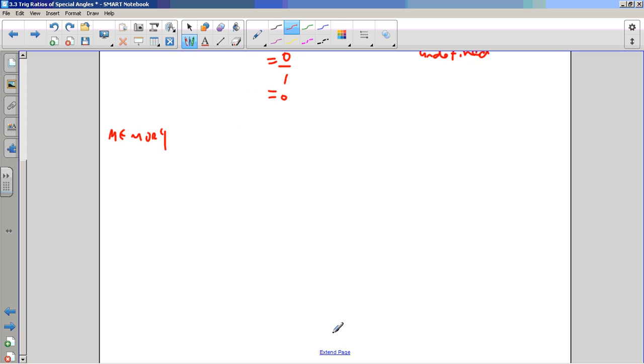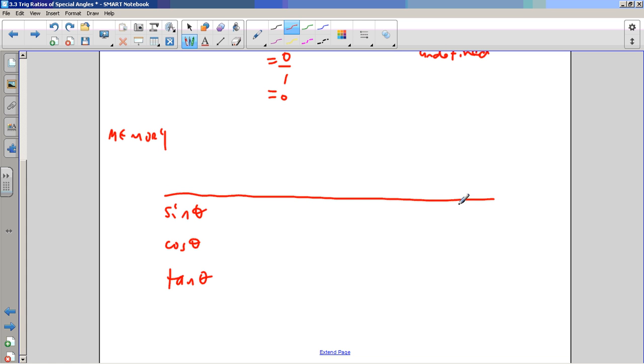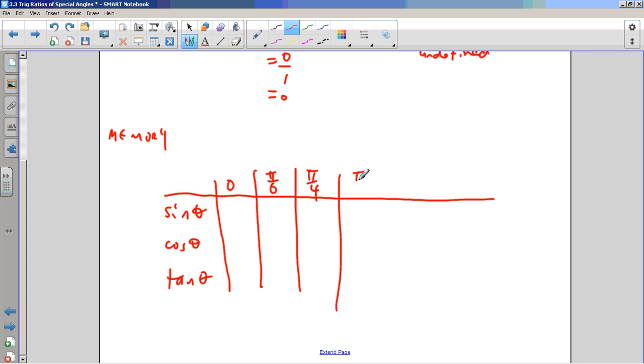This is how Restall remembers all of these. I set up a table with all the values, 0, and you've got to remember these. I suppose that part you have to memorize. Pi over 6, pi over 4, pi over 3, and notice the numbers on the bottom are getting bigger, so these angles are getting bigger.